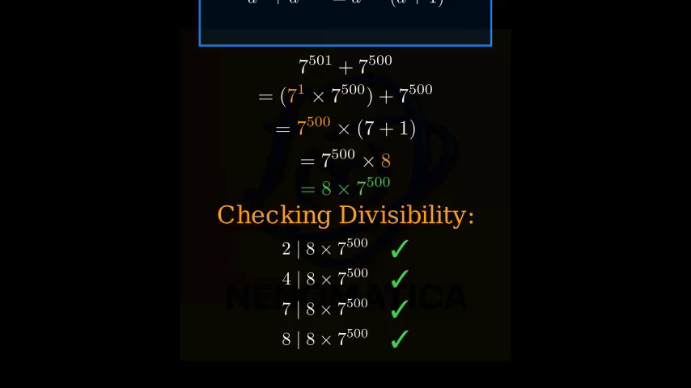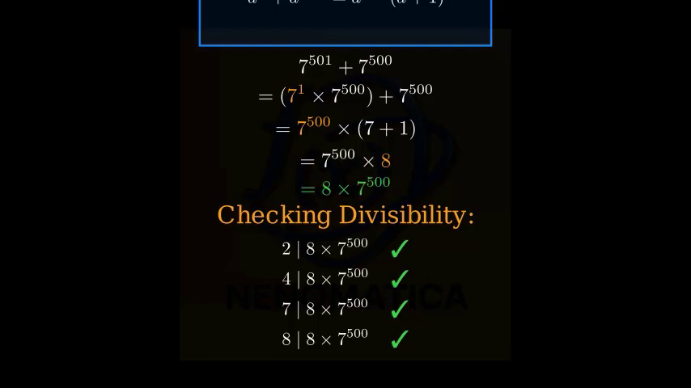Therefore, we've proven that the sum 7 to the power of 500 plus 7 to the power of 501 is divisible by 2, 4, 7, and 8. This is our final answer. The expression 8 times 7 to the power of 500 is divisible by all of the numbers we needed to check. The key technique we used was factoring out the common power term, which simplified our expression and made it easier to check divisibility.